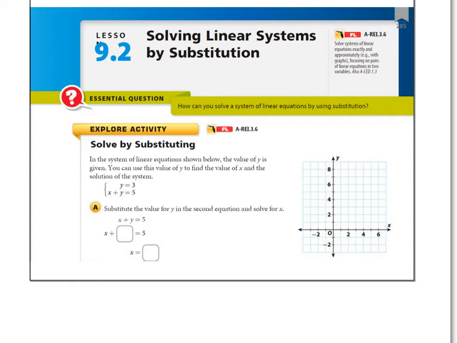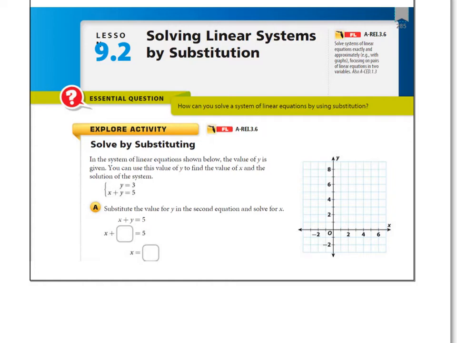So the algebraic methods, first one substitution, and then what we learn in a couple days, is generally what we use to solve. But again, we needed to understand that you could either have one solution, which is where the graphs cross once, no solution, which is where the graphs don't touch, or infinitely many, which is where they end up being the same line.